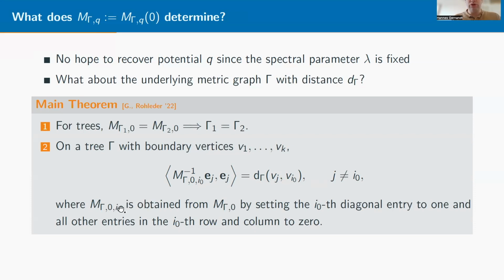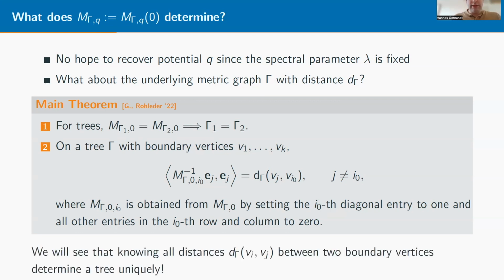It's a matrix which can be obtained from the Dirichlet-Neumann map by setting the i naught diagonal entry to 1 and all other entries to 0. Then you take the inverse of this matrix, and here this is just a scalar product. This is the canonical unit vector, so you could say this is just a fancy way of writing the diagonal entry of this inverse matrix. So the distances between boundary vertices can be determined from Dirichlet-Neumann maps directly.